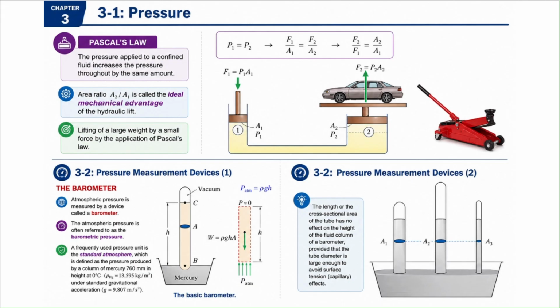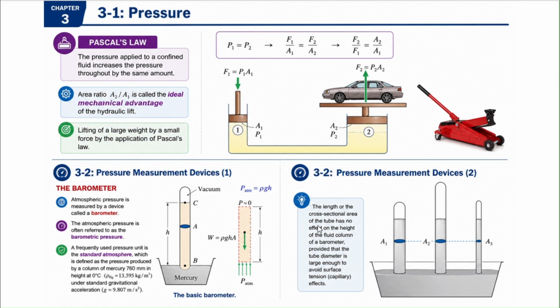Now the lower section shows a barometer. A barometer measures atmospheric pressure using a liquid column, commonly using mercury. At equilibrium, atmospheric pressure will become equal to the weight of the mercury column, which is rho times g times h, where rho is the density of the barometric fluid and h is the column height.